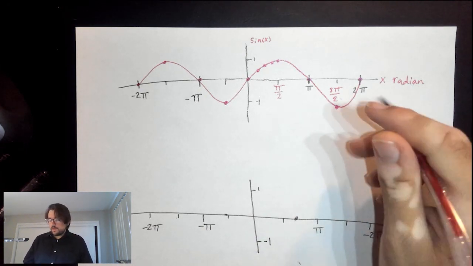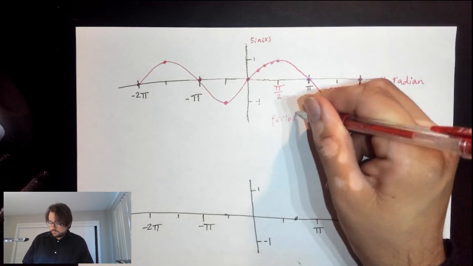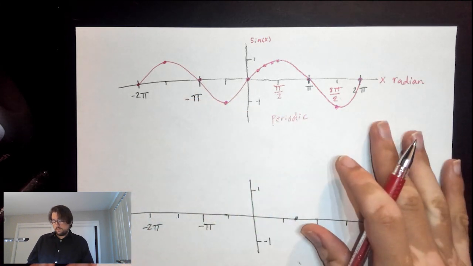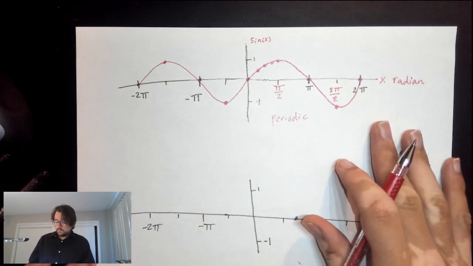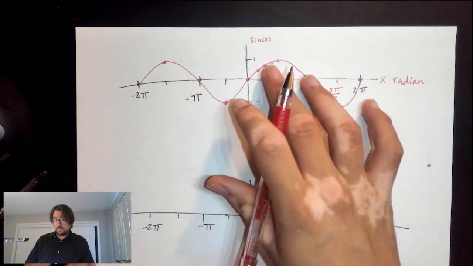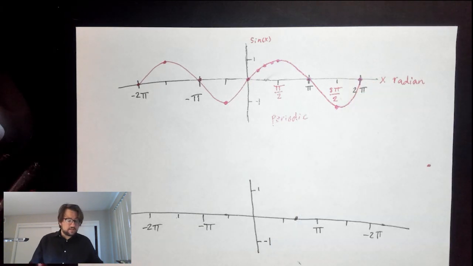We call this type of graph periodic. A period just means something that repeats. And so this periodic function repeats multiple times. Let's do the same thing with cosine of x.